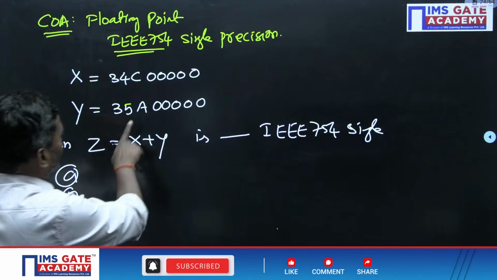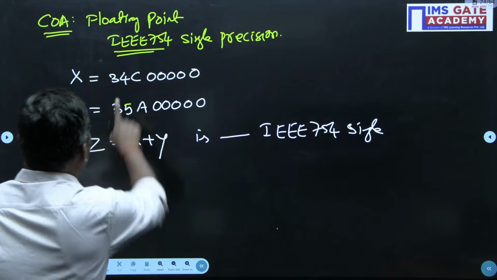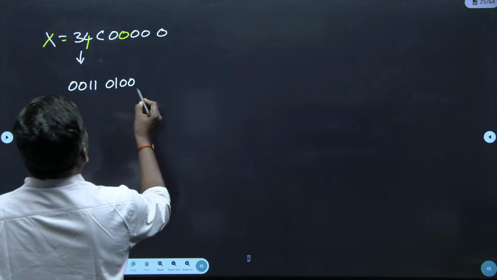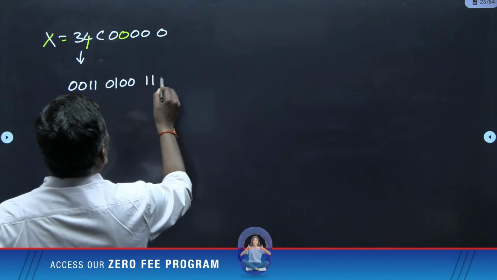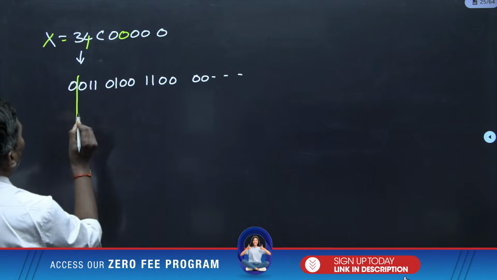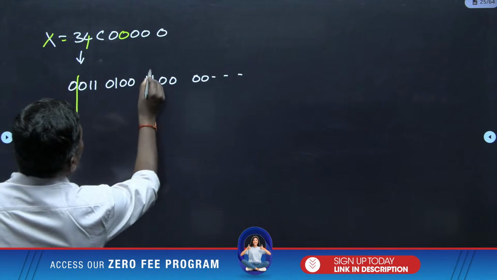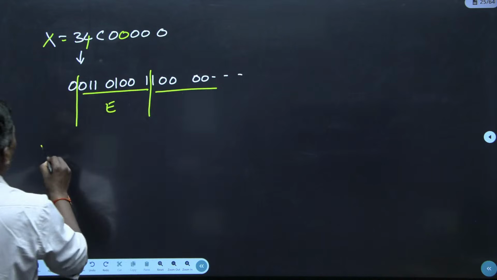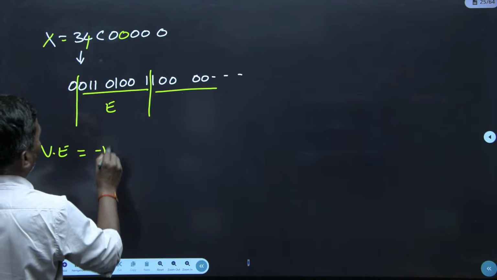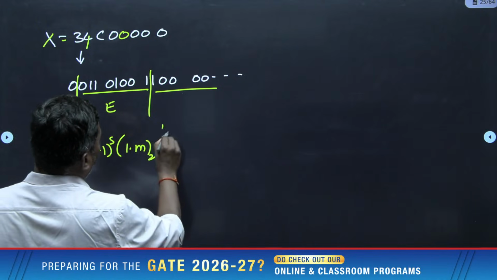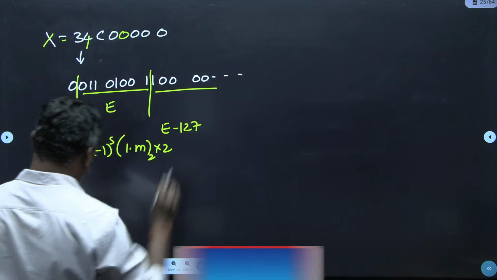So check these numbers; if the values are different, only the values will change. Okay, 0100 1100, and the rest are zeros. This is the sign bit, then this is the exponent, and this is the mantissa. We know the value expression: (-1)^s × 1.m (base 2) × 2^(e - bias), where the bias is 127.